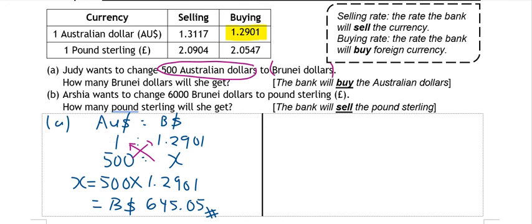Arshia wants to change 6,000 Brunei dollars, wow, okay, to pound sterling.